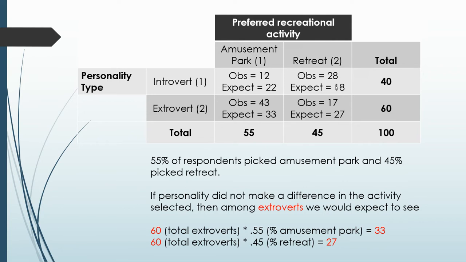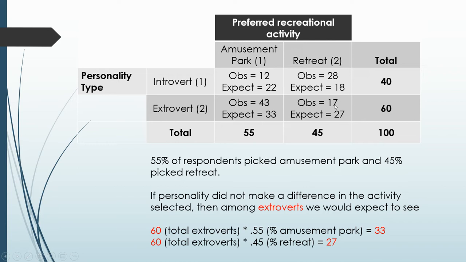Now, I can do exactly the same thing for the extroverts. Here I had 60 extroverts, and I only expected 55% of them to pick amusement park. If personality did not make a difference in the activity selected, then among the extroverts, we'd expect to see 60 times 55%, which is 33. So I would only expect 33 to be here, and I observed 43. And likewise, I would expect 45% of the extroverts to pick the retreat overall. That correlates to an expected value of 27. However, only 17 actually selected that.